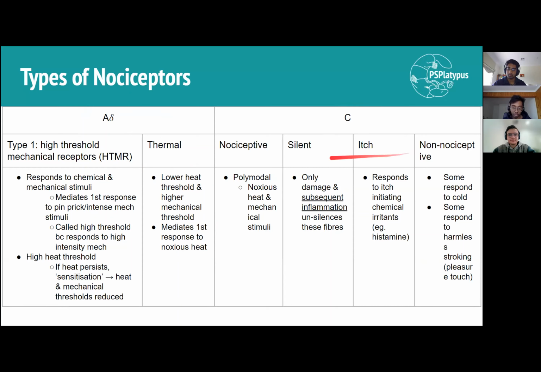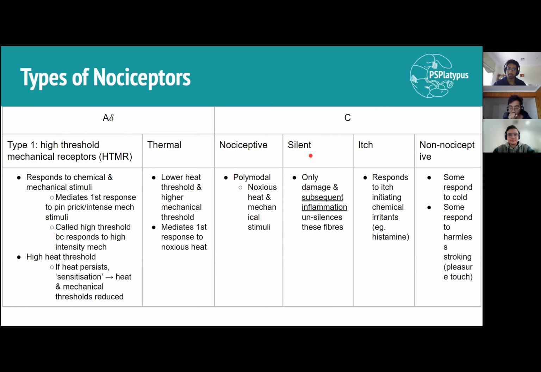C fibers, we've got a bunch: nociceptive, silent, itch, and non-nociceptive. I want you to think primarily about nociceptive. That's the key C fiber for pain, and it's polymodal, meaning it generally responds to all the different types of pain stimuli. So we have noxious heat, mechanical stimuli, and also chemical, I believe.